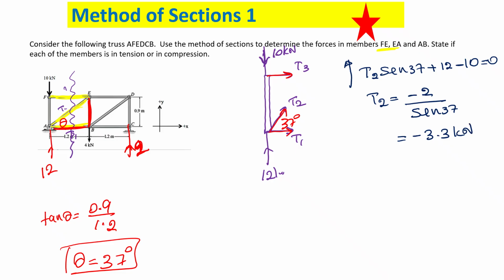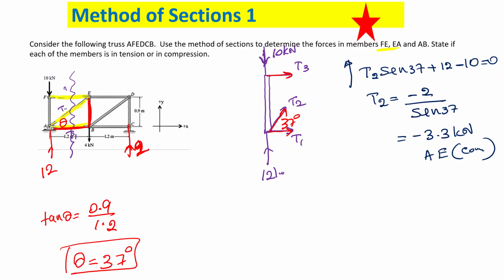So minus means T2, the member AE, is under compression. Okay. Are we all good with this? Okay. Now you can consider the moment, because x direction you can consider, but you have 2 unknowns, right? Yeah, because you still don't know how to identify zero force members.